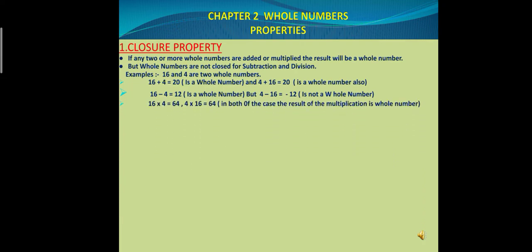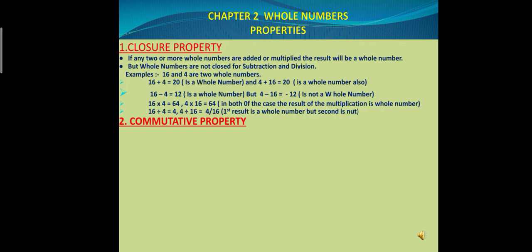Similarly, for multiplication, 16 into 4 equal to 64, 4 into 16 equal to 64. In both cases, the result of the multiplication is a whole number. In case of division, 16 divided by 4 equal to 4, 4 divided by 16 equal to 4 by 16, that may be 1 by 4, which is a fraction, but in case of the first result, it is a whole number. So what have you learnt? You have learnt that addition and multiplication come under closure property.